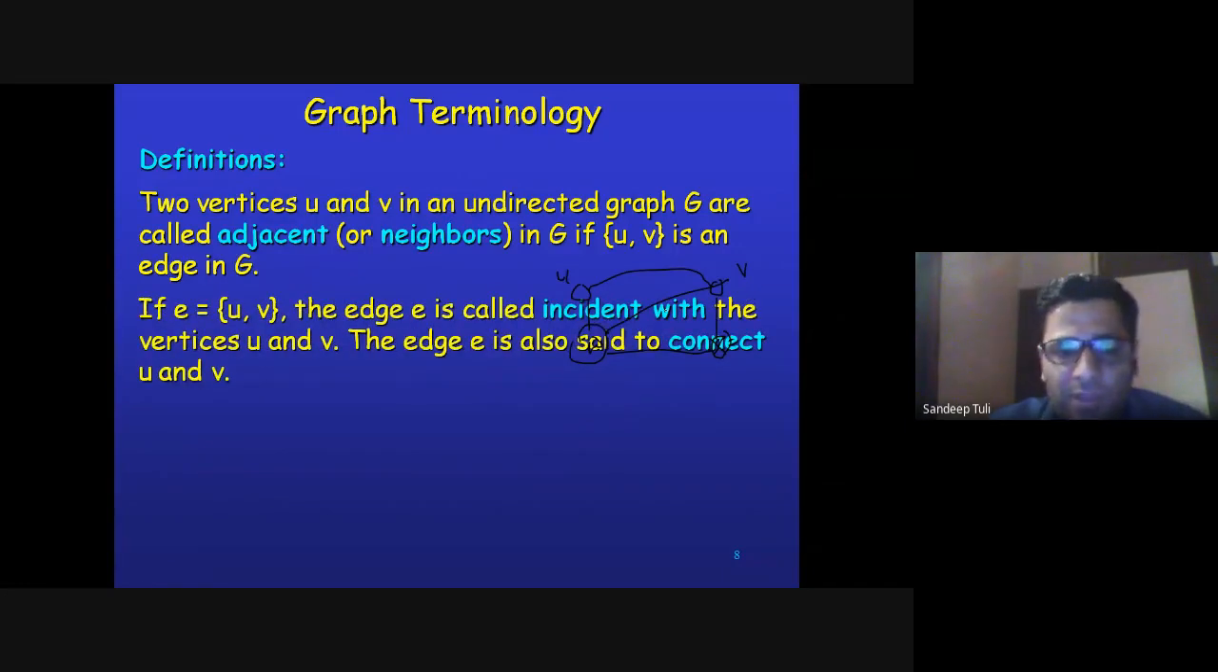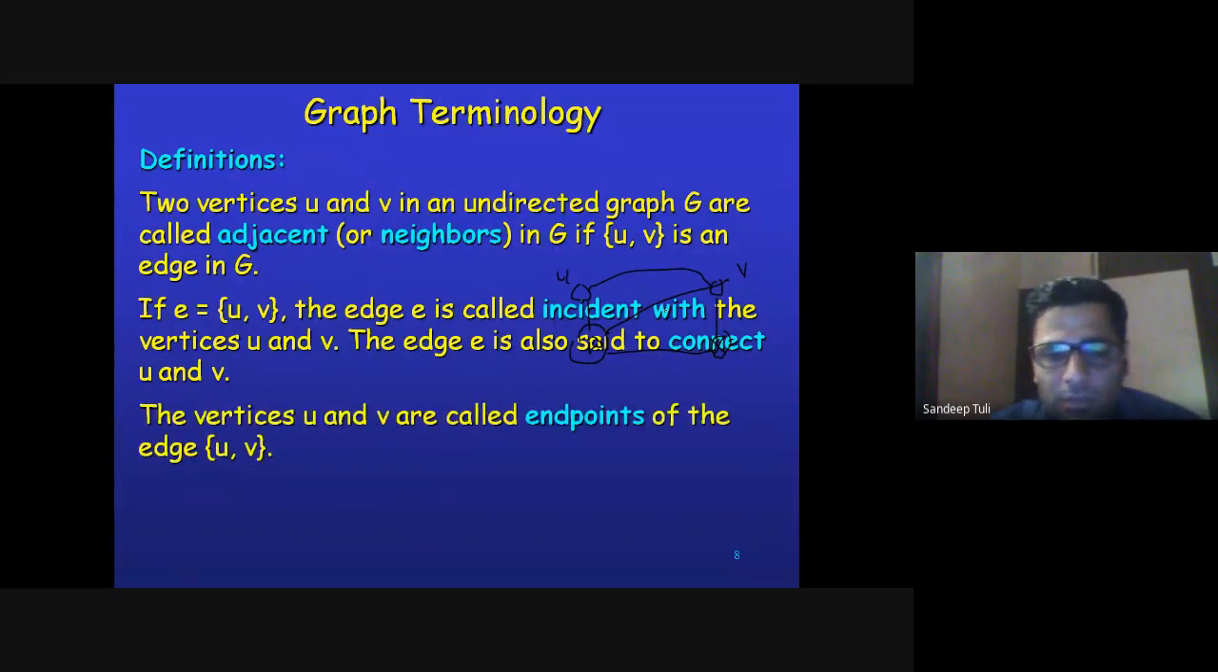Now, incident and connected. If E equals U and V, what does incident mean? Suppose E is an edge between U and V, then the edge E is called incident with the vertices U and V. We will use this term in our graph theorems and algorithms. That edge is also said to be the connector of U and V. The vertices U and V are called the endpoints of the edge. I have already used the word endpoints.